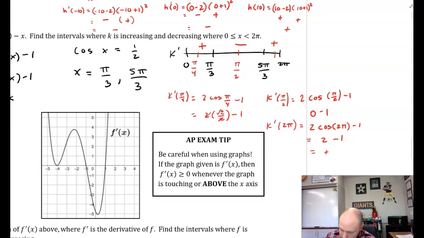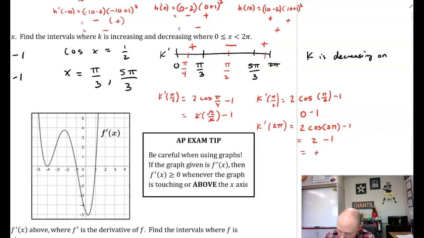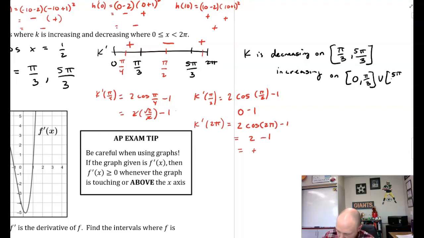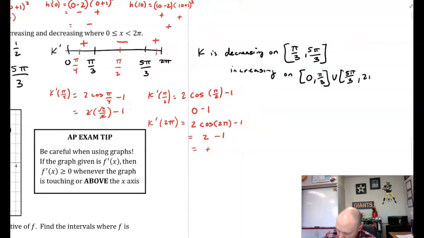So I can say k is decreasing on pi thirds to 5 pi thirds, increasing on 0 to pi thirds union 5 pi thirds to 2 pi.